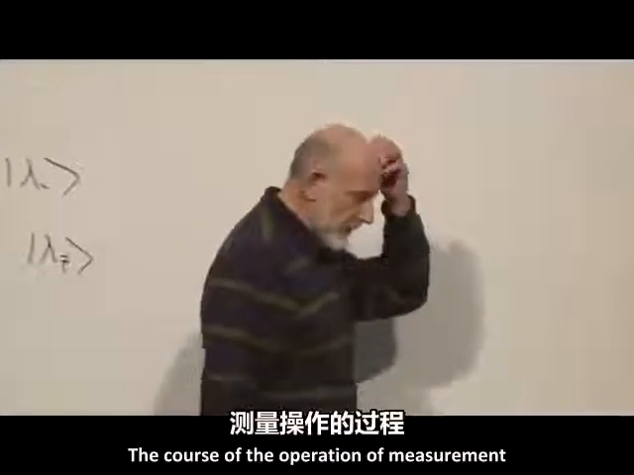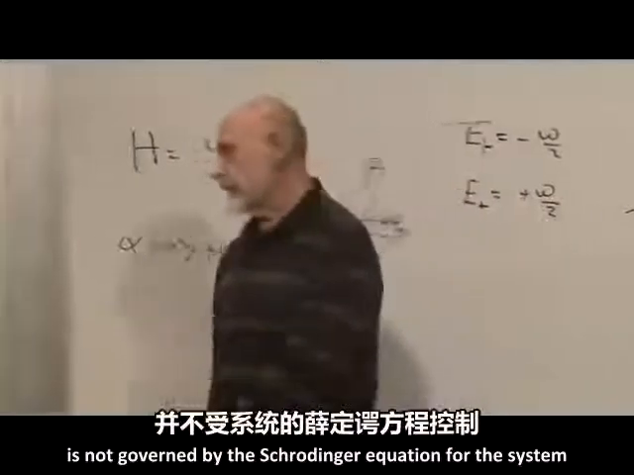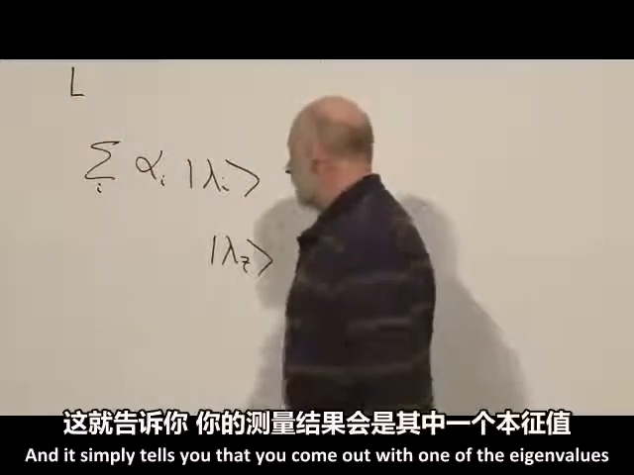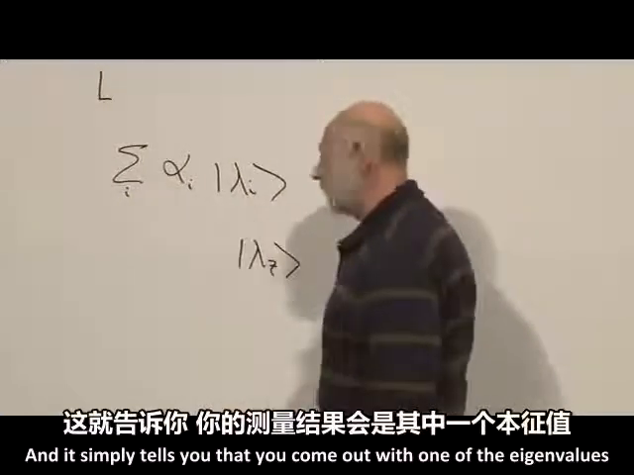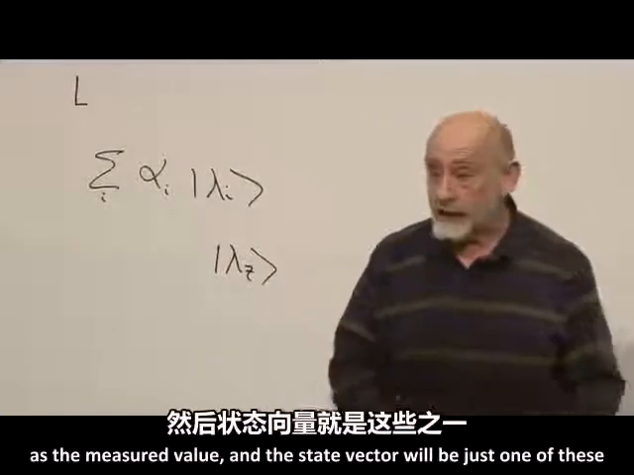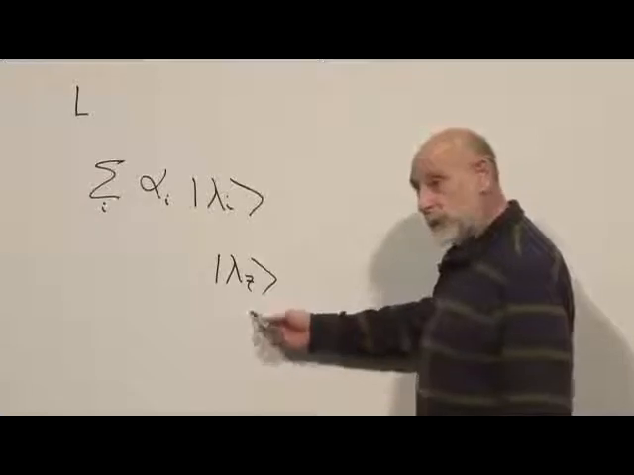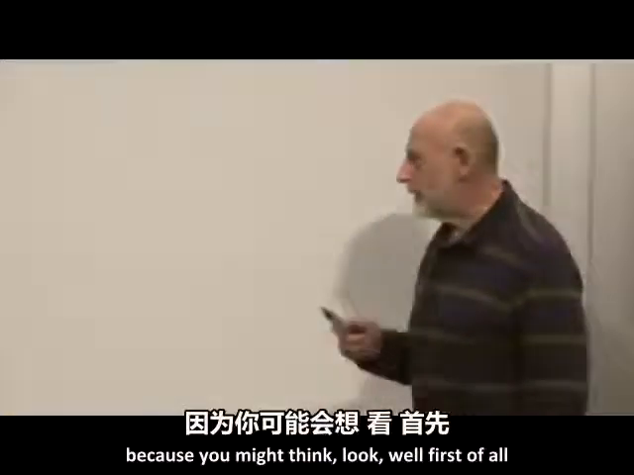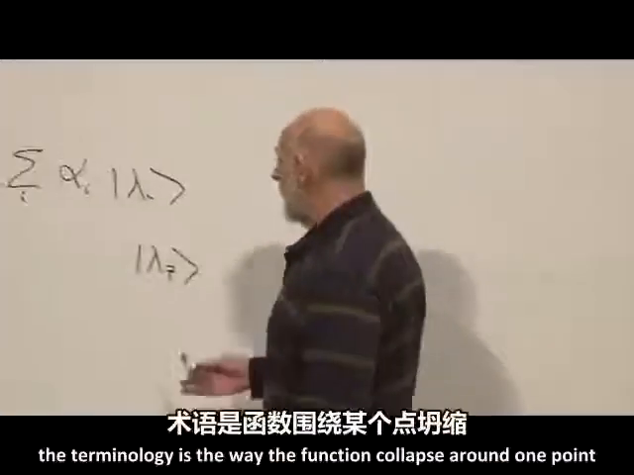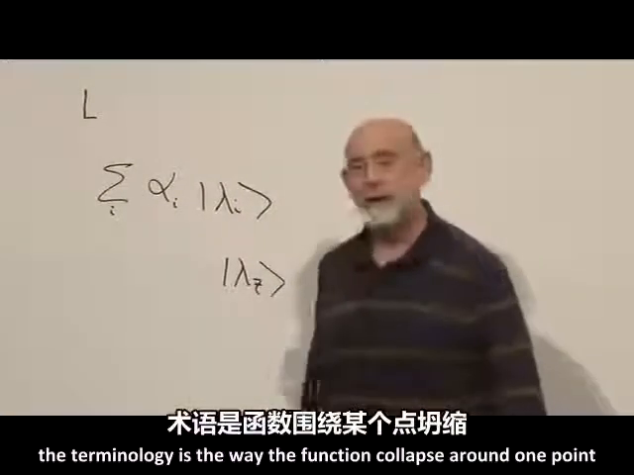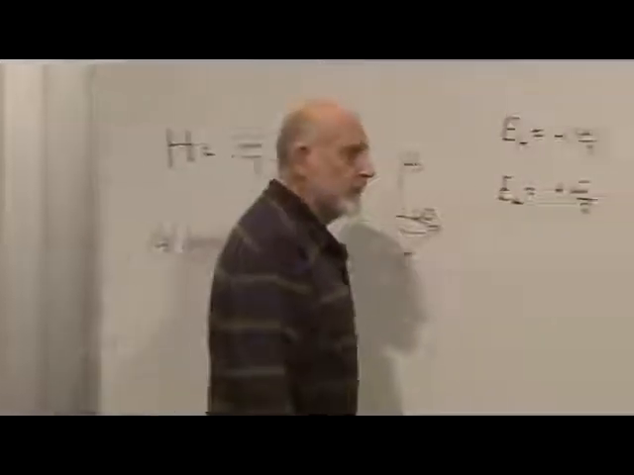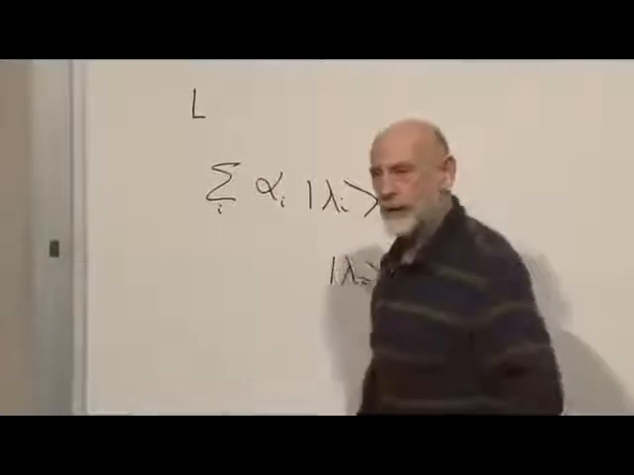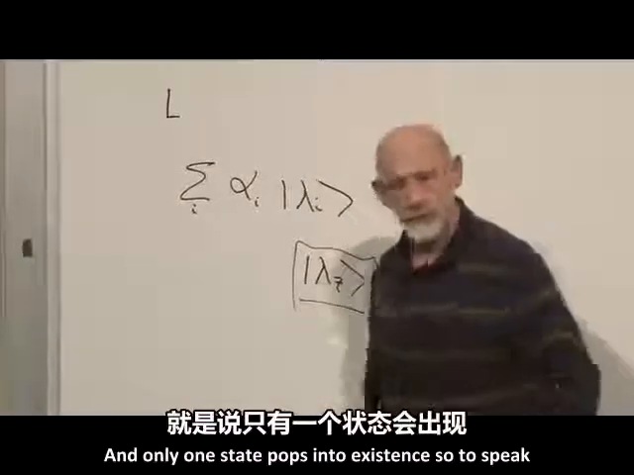The course of the operation of measurement is not governed by the Schrödinger equation for the system. It's governed by the nature of the measuring process. Okay? And it simply tells you that you'll come out with one of the eigenvalues as the measured value, and the state vector will be just one of these. Which one? Random. Random depending on the measurement. Now the terminology is the wave function has collapsed around one single eigenvalue. You can't predict which one, but all of the structure with all the other ones becomes irrelevant, and only one state pops into existence, so to speak.